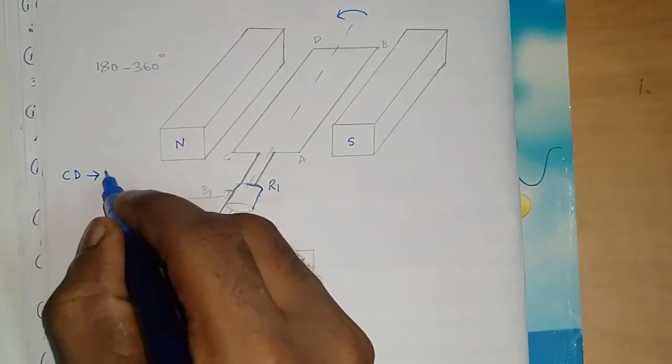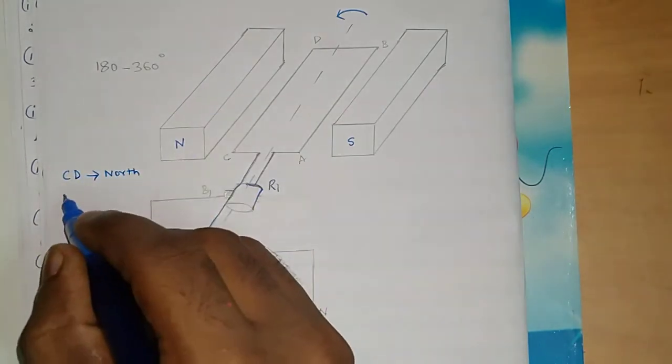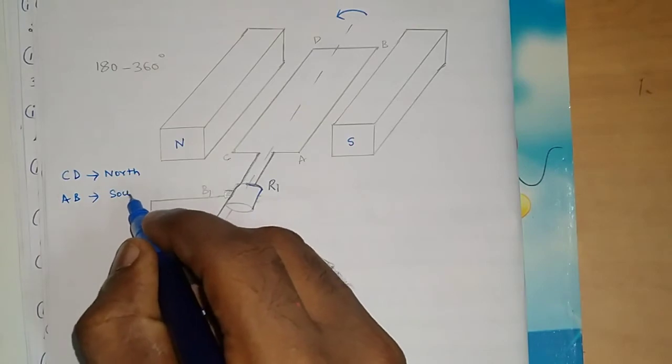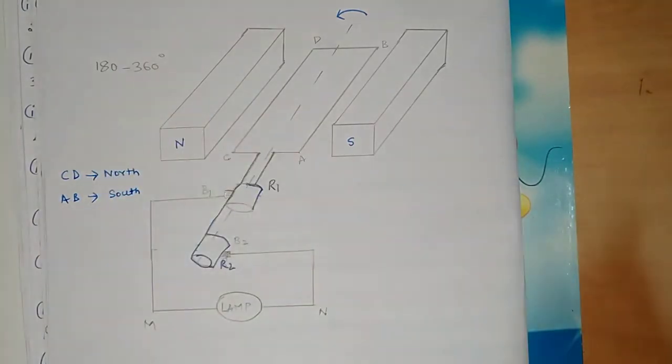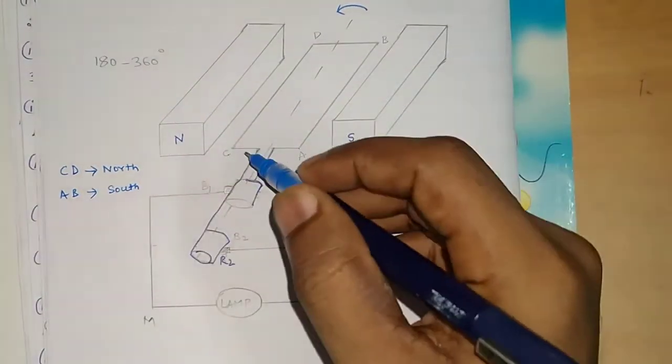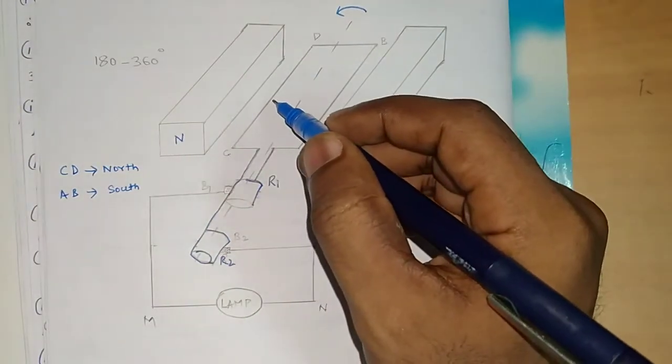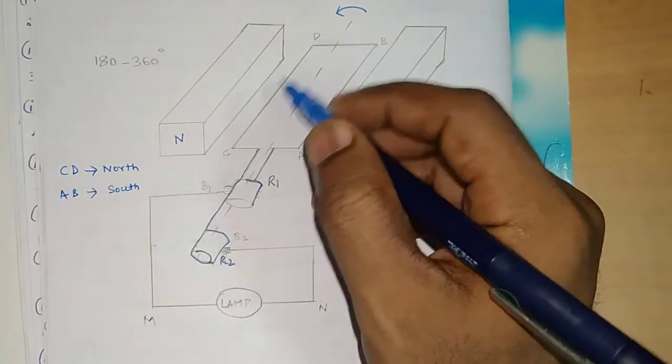Your CD conductor is rotating under the influence of the north pole and the AB conductor is rotating under the influence of the south pole in the 180 to 360 degree rotation. Rest everything is the same. Now I need to find out the direction of induced EMF on the conductors CD and AB.